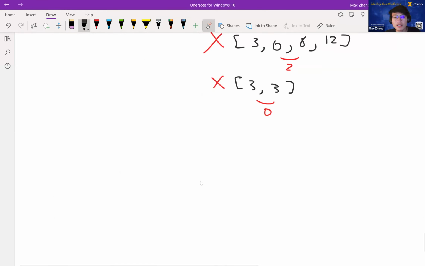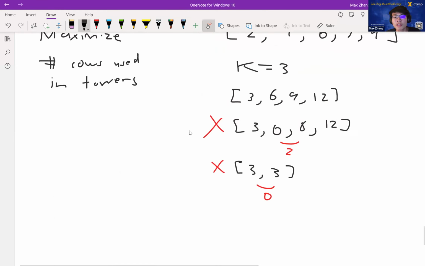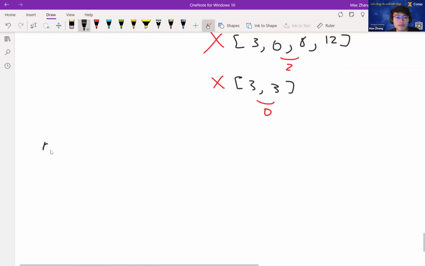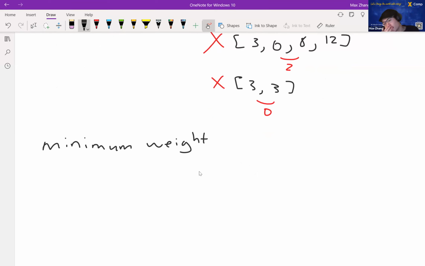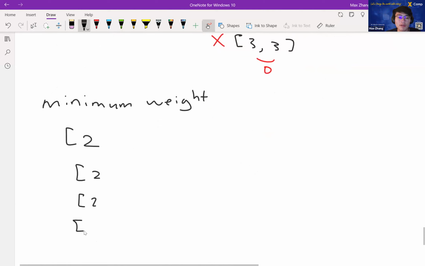So let's say we consider building some towers. Let's consider the minimum weight cow. Then from a greedy perspective, it would make sense to try to use as many of these minimum weight cows in towers as possible, right? Suppose the minimum weight is 2, then maybe I want to start by creating a bunch of towers that all have 2.